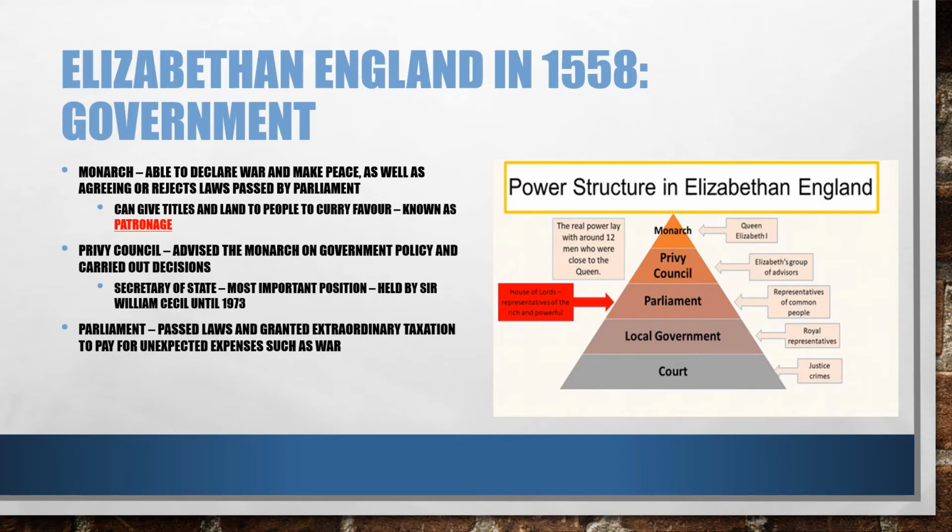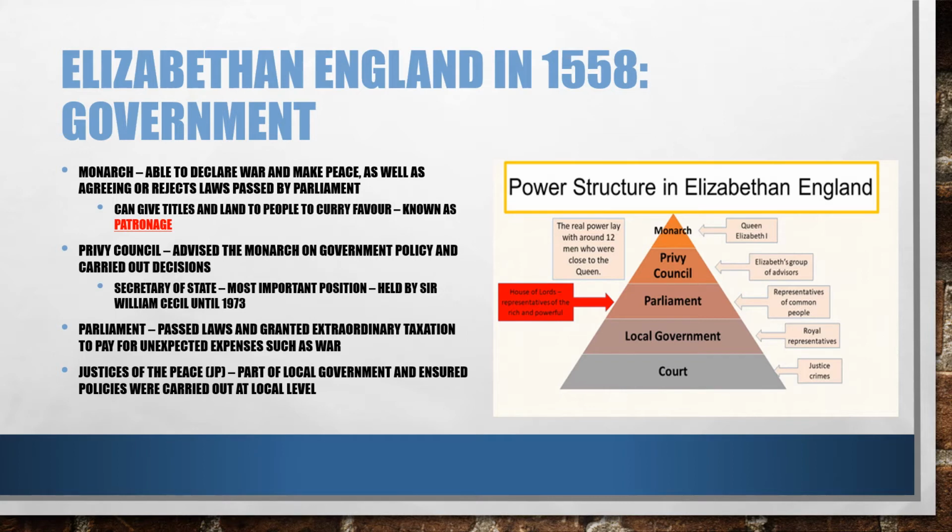In terms of Parliament, it is made up of two houses as it is today. However, the House of Lords were representatives of the rich and powerful, and carried a lot more power than they have done in the 21st century. The House of Commons are representatives of the common people. They are able to pass laws, and they were able to grant extraordinary taxation. That is taxation where funds are raised in order to fight a war.